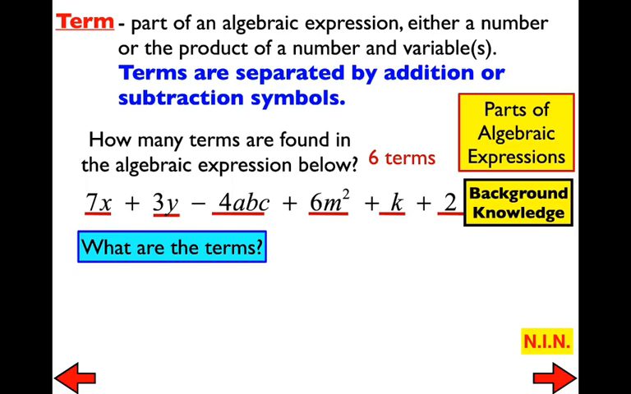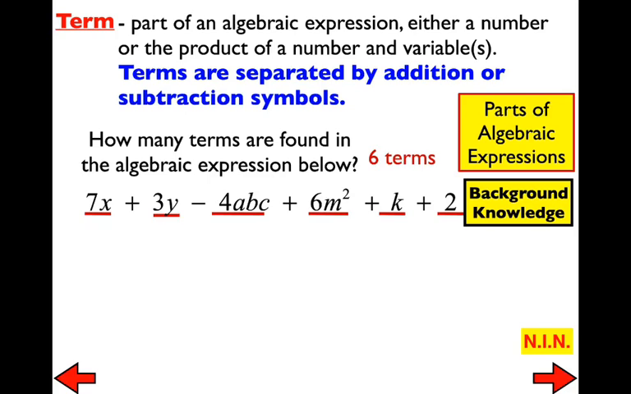Some other important parts are sometimes you're asked just for the actual terms. So positive 7x is a term, positive 3y is a term, negative 4abc, and we always take the sign in front, is a term, positive 6m to the second power is a term, positive k is a term, and positive 2 is a term.